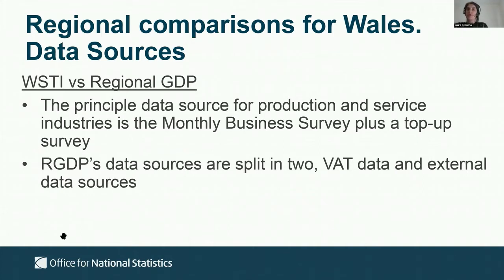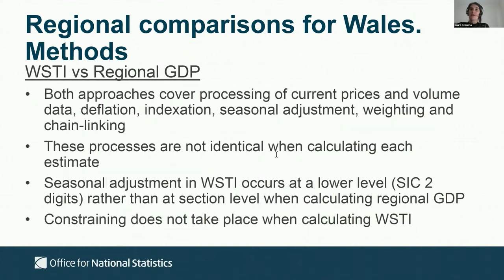writes all the publication. So, as you can imagine, there are differences that I'm going to show you in a second versus the way that we calculate regional GDP for Wales, because of the differences of processes and data sources. Both approaches cover processing of current price and volume data, deflation, indexation, seasonal adjustment, weighting, and chain linking. These processes are not identical when calculating each estimate. Seasonal adjustment in WSTI occurs at a lower level, at the standard industrial classification 2 digits, rather than at section level, which is the industry totals, as when calculating regional GDP. And when we calculate WSTI, we don't use constraining at all.